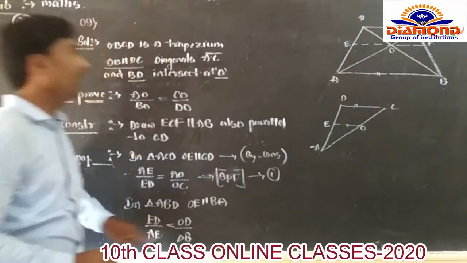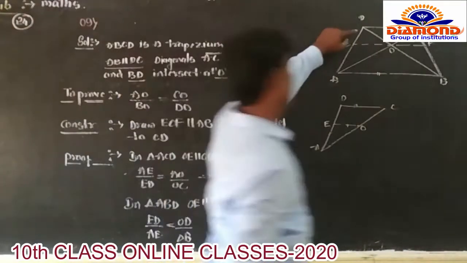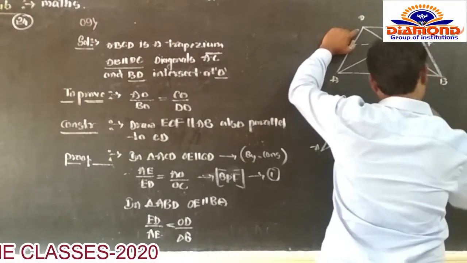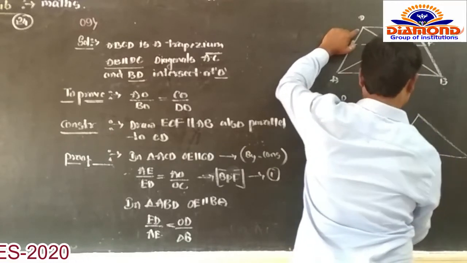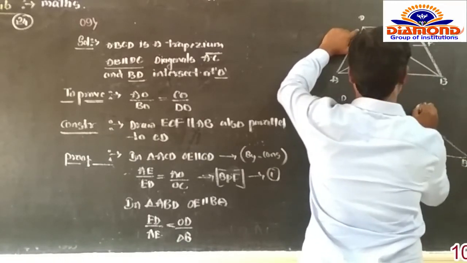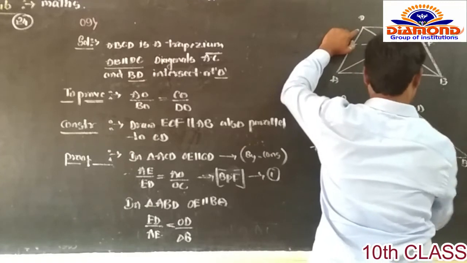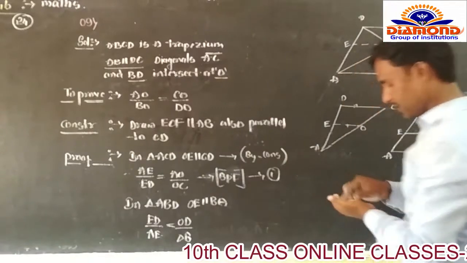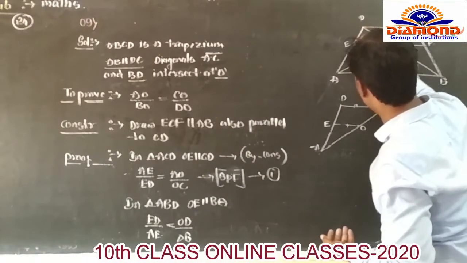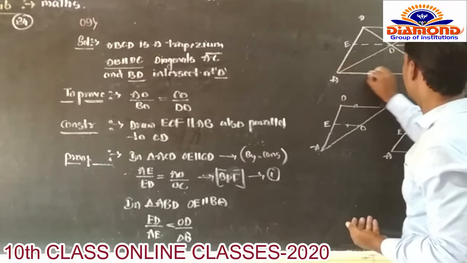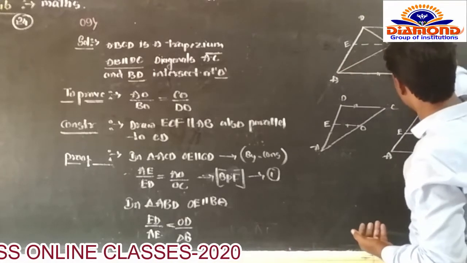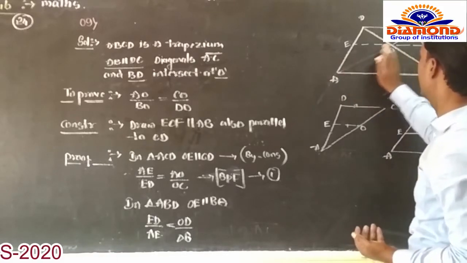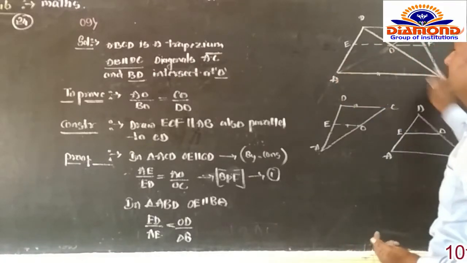Next, what did I take? In triangle ABD, where is it? Here, like that the diagram is there: A, B, and D, with E and O here. I took this much only. Look at the board, dear students. Which triangle did I take? From here to here, this triangle only. A is not there. I took triangle ABD.